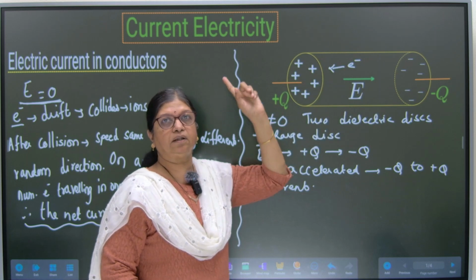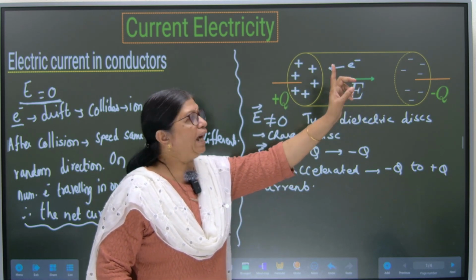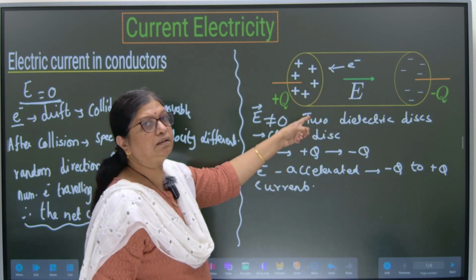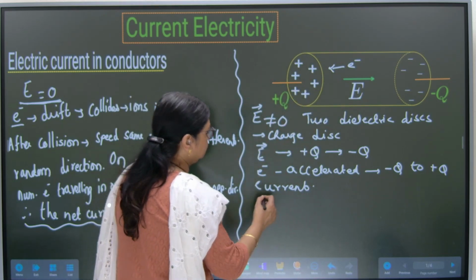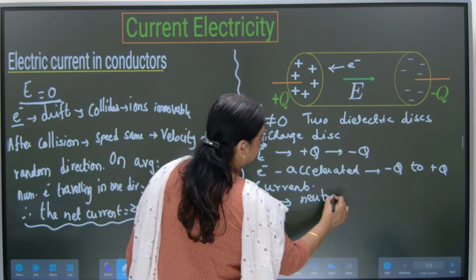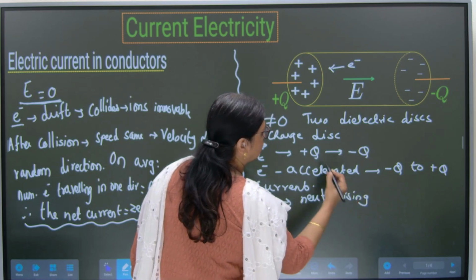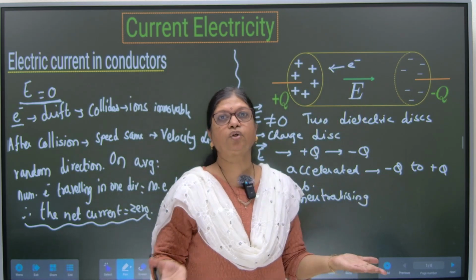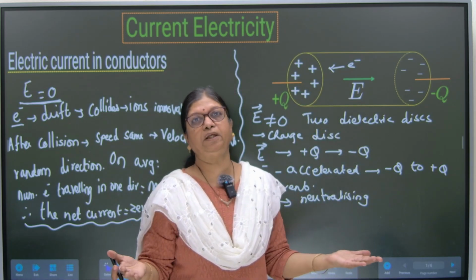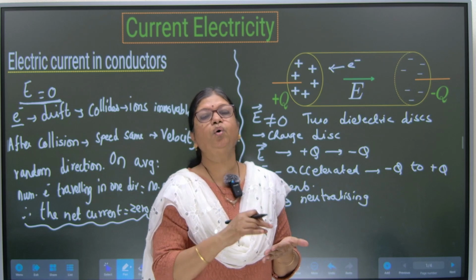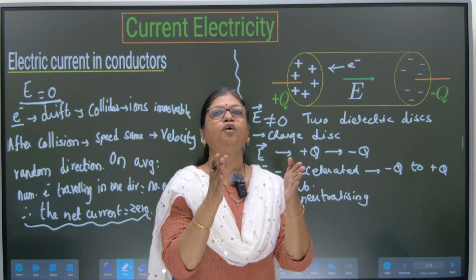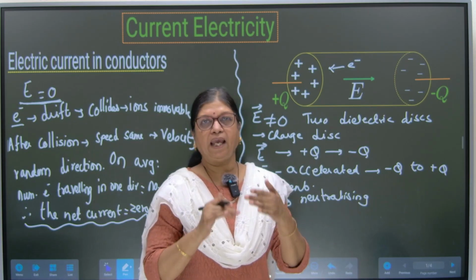The electrons which are flowing will keep neutralizing the plates. So what are the electrons doing? They are neutralizing the charges on the plates. So once all these charges get neutralized, there will be no electric field. So there will be no electron flow. So there will be no current. So the current will be available in the conductor for a certain period of time, and then it will vanish away.